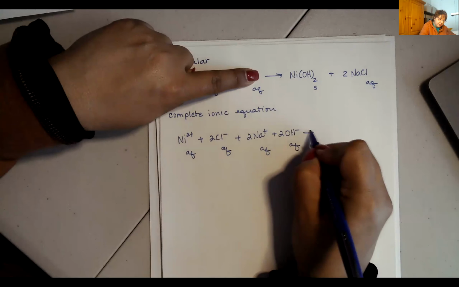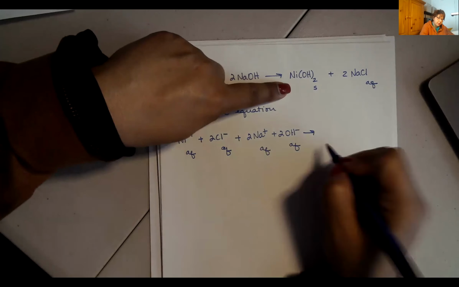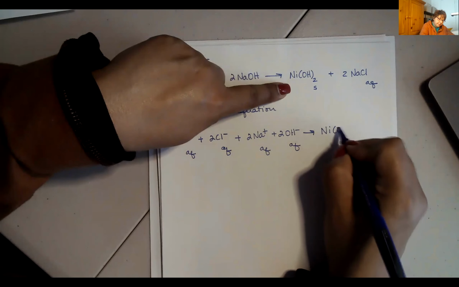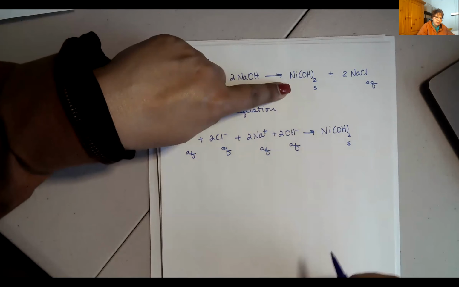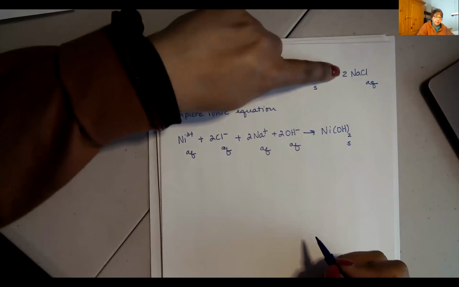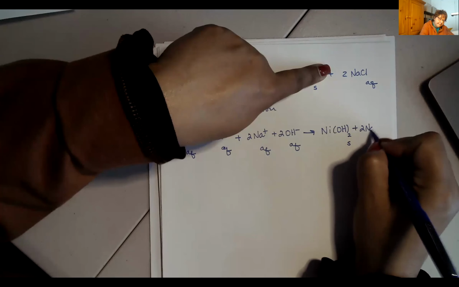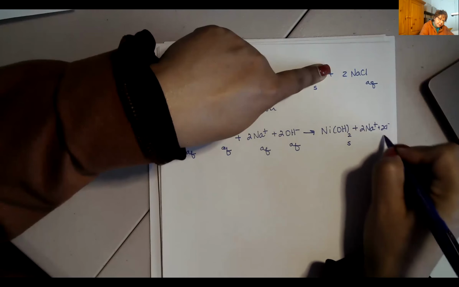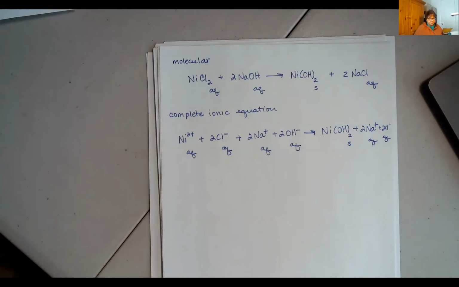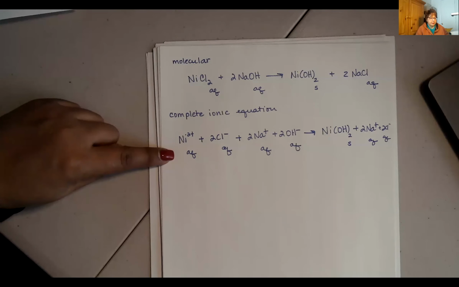Copy my arrow. This is a solid, so I leave it alone. I write it just as it's written. Then I go to the last species. I've got a coefficient of 2 and it's aqueous, so I write it as its ions. I'm going to run out of room. And that is my complete balanced ionic equation. That includes everybody as they're actually reacting.